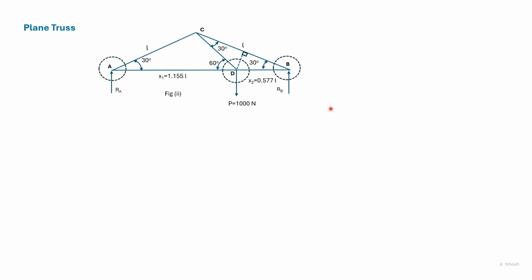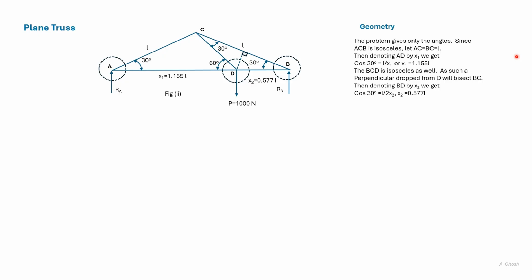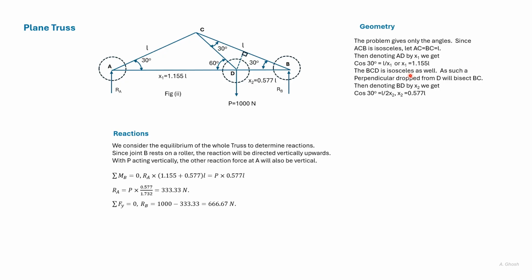Earlier we looked at a plane truss in the last session. This is the truss, and initially we are given the angles at A, D, and B. We assigned the sides AC and CB a dimension L, and using geometry we found the other sides in terms of L. So we found AD, BD, and CD. We then took equilibrium of the whole truss and found the reactions RA and RB.